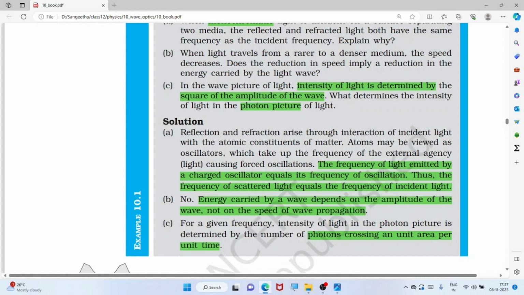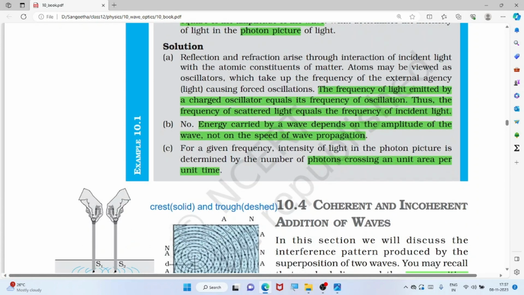What determines the intensity of light in the photon picture of light? Okay, the photon picture of light they are asking. For a given frequency, the intensity in the photon picture is determined by the number of photons crossing a unit area per unit time. Photons crossing per unit area per unit time.